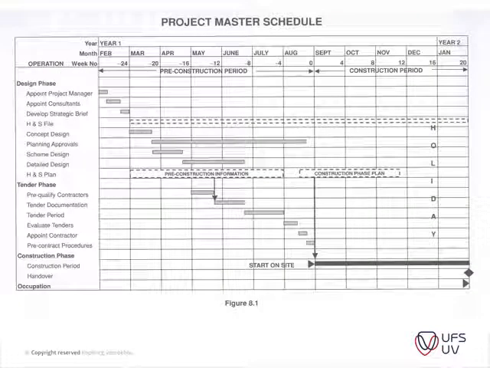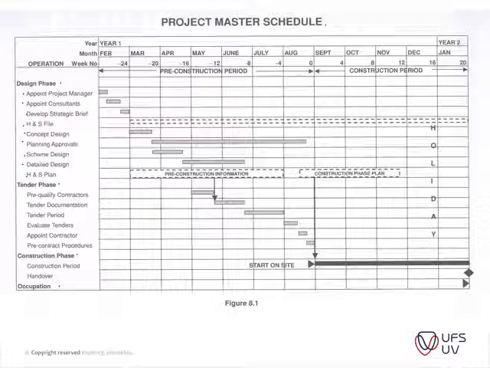Here's an example of your project master schedule. You will have your design phase, or you might have different phases here: your tender phase, your construction phase, and then your occupation. Just remember, this is an extract from the book, so they're not working on our 6 stages, but you can definitely use these types of schedules or items in your different stages as you need. This is just a nice example of that.